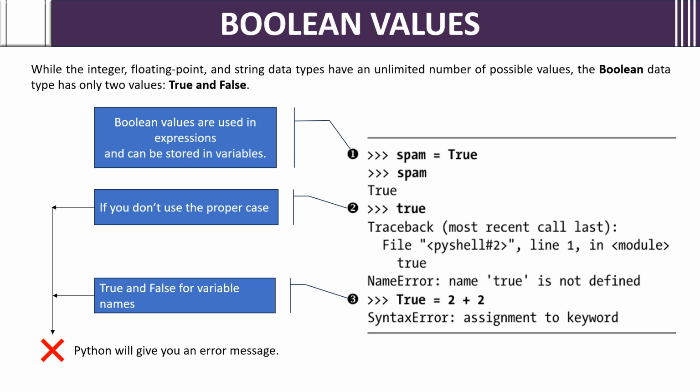Boolean values are used in expressions and can be stored in variables. See, this is correct. If you don't use the proper case, see, it is not proper case. True and False as variable names we should not use. Python will give you an error message like this, either this or this. It is going to give the error message.